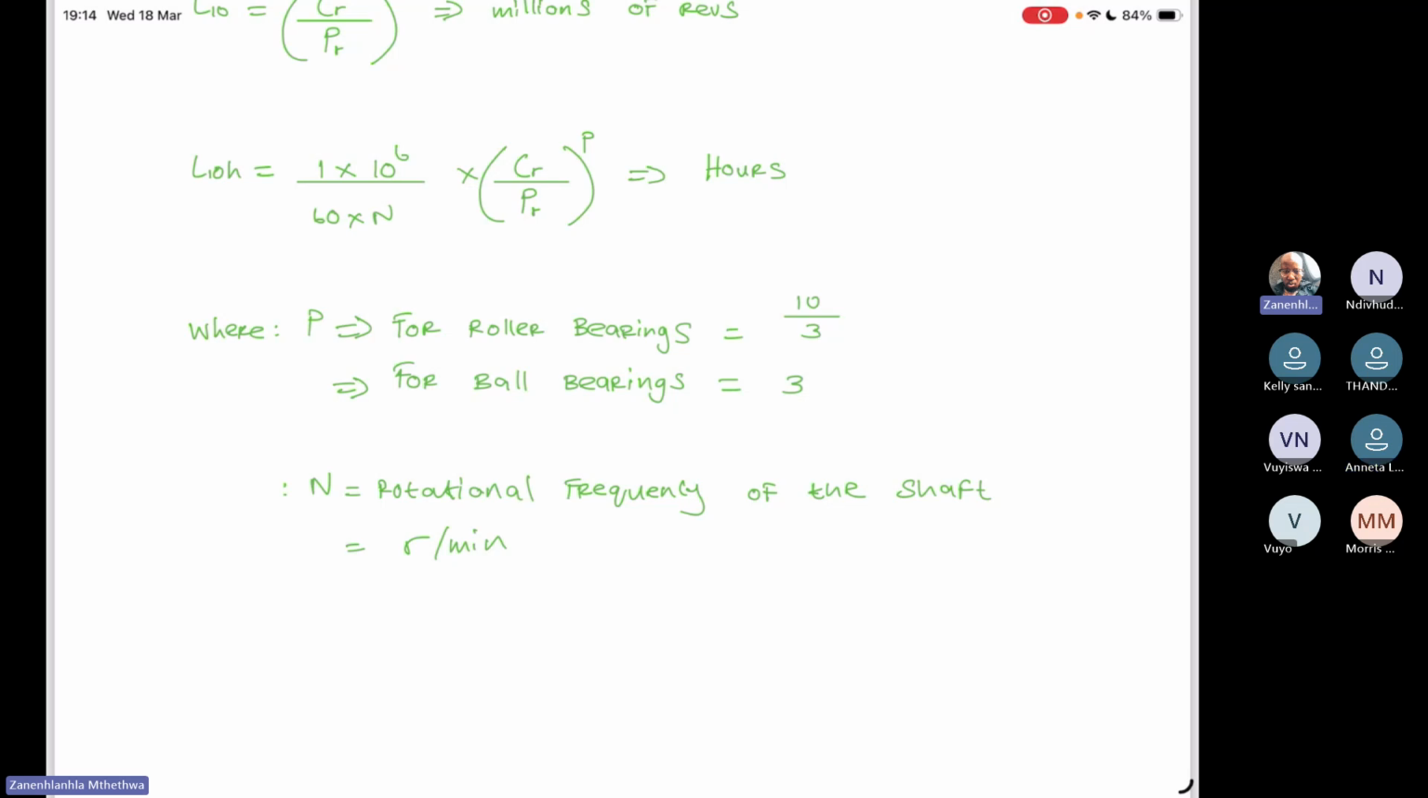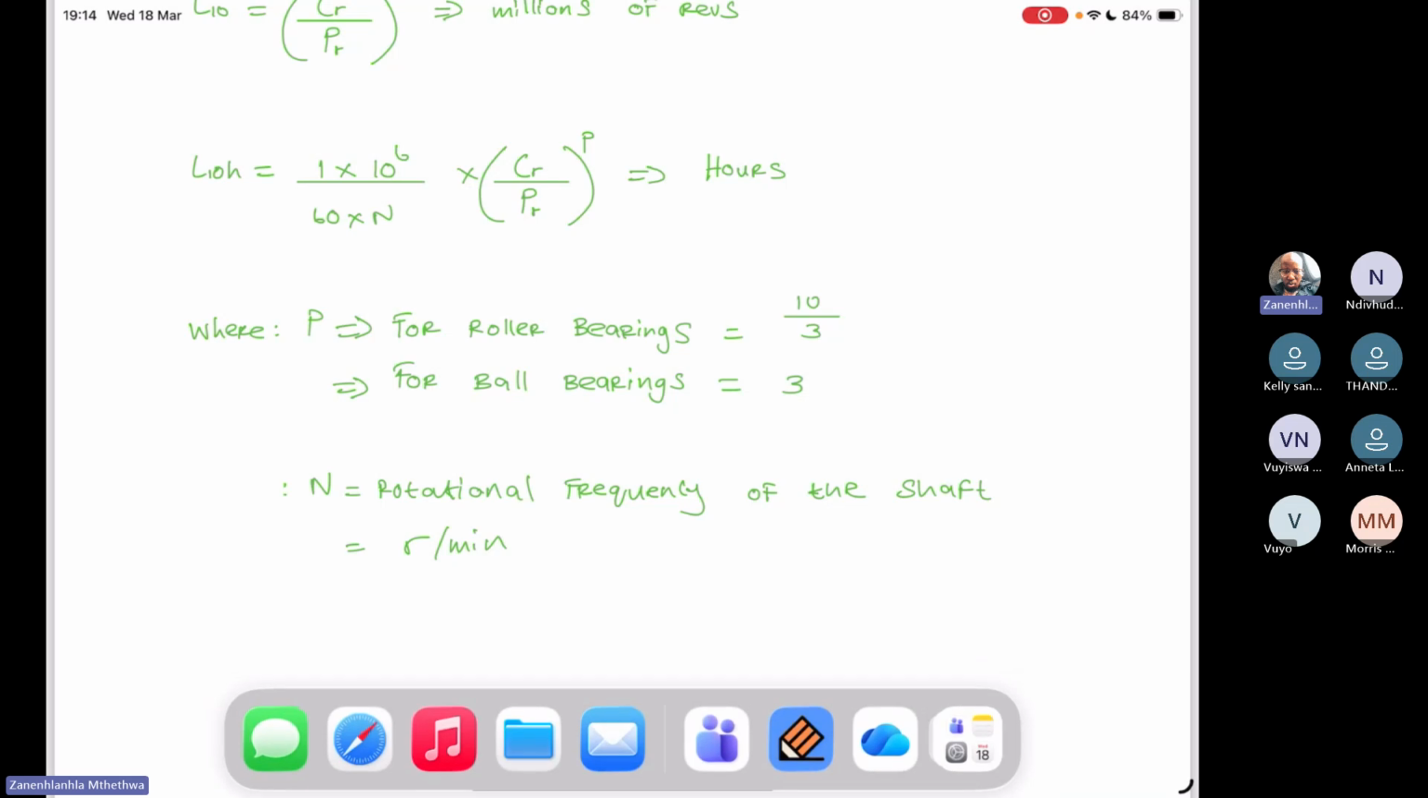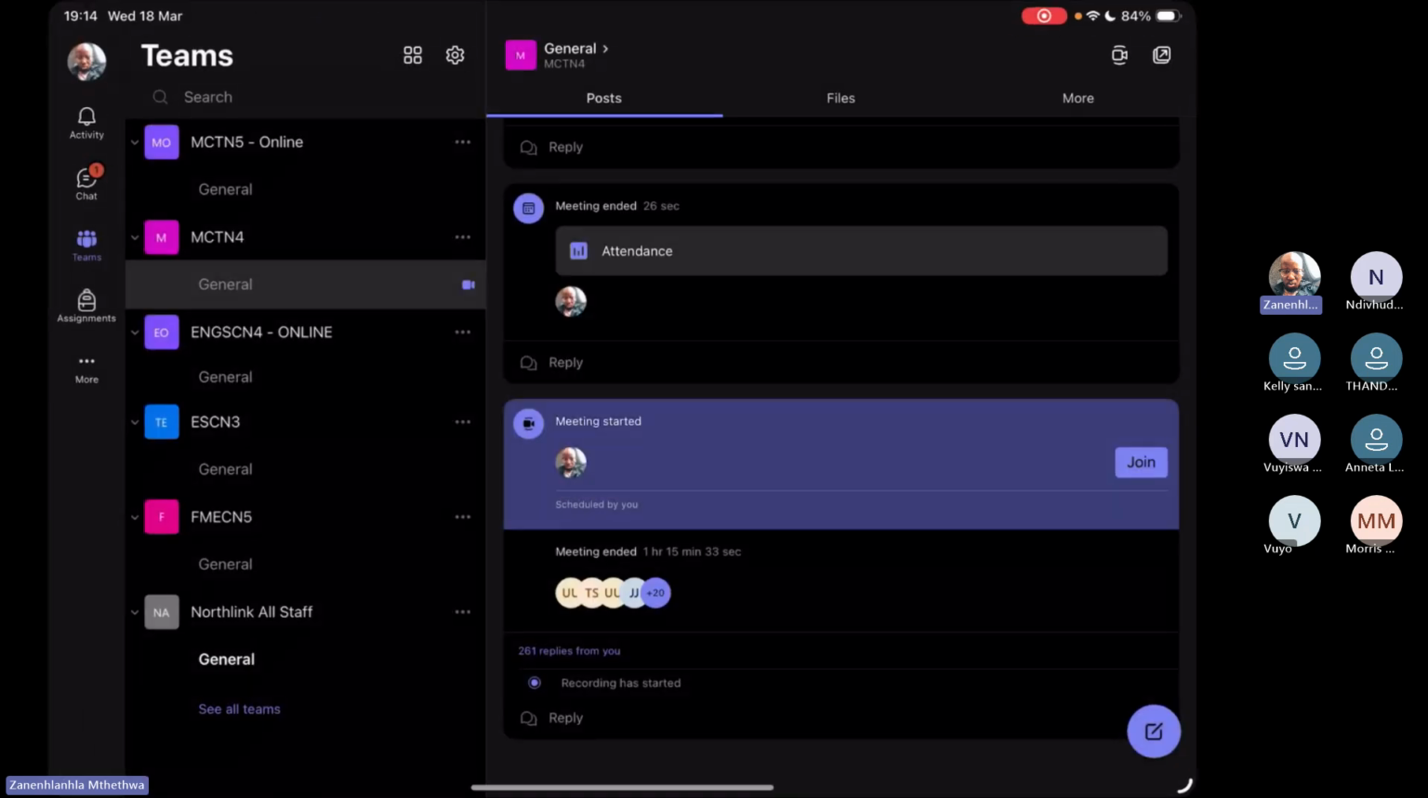So either the type of bearing is a roller bearing or a ball bearing, and based on those types, you then use the appropriate P value. Make sure you go through my notes, guys. That's why I send them to you.